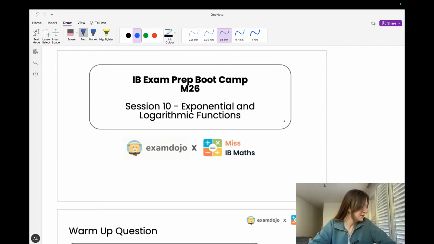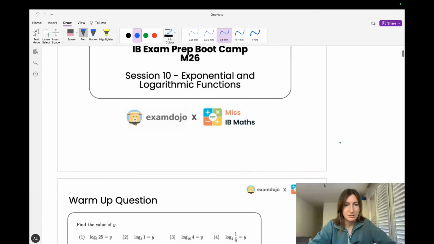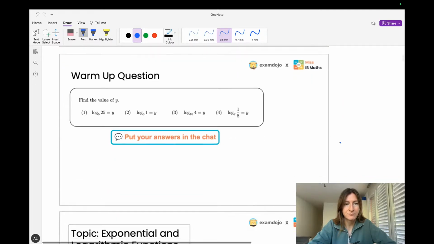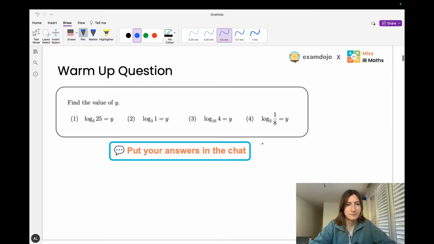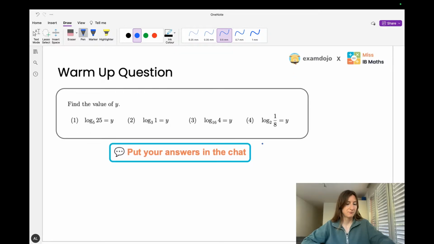So can you see my screen? Just double check. And in the meantime, let's answer these questions. So warm-up questions. Can you find the value of y? I'll zoom in a little bit more. If you can, without using a calculator, what are the values of y? And if you answer that, then I know you can see my screen.